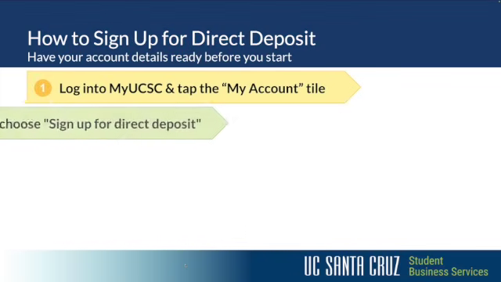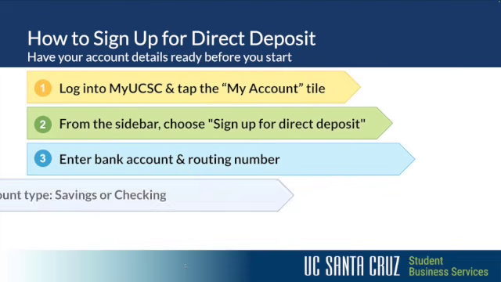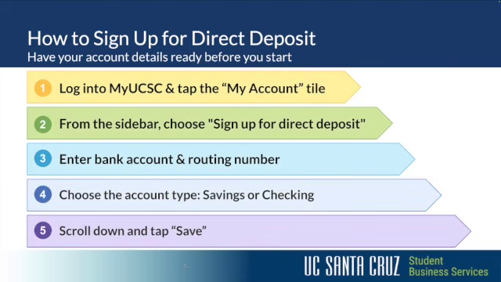When you're ready to sign up, log into MyUCSC, tap the My Account tile, and select Sign Up for Direct Deposit from the sidebar. Enter the routing number in the top box, then enter your account number in the next box. Choose the type of account you have, savings or checking. Read all the information on the page, it's important, then check the box next to where it says I understand and agree. Scroll to the bottom, tap Save, and you're done.